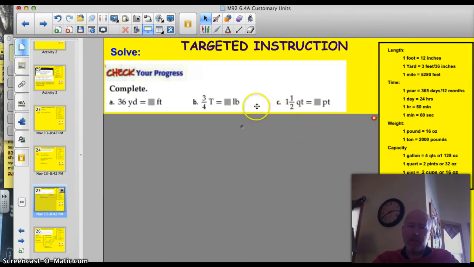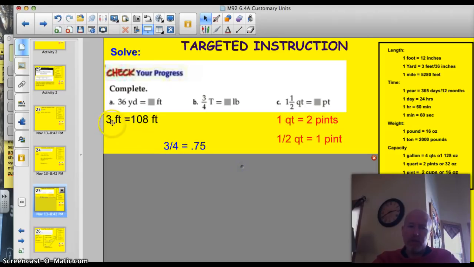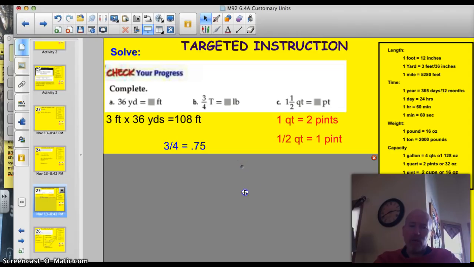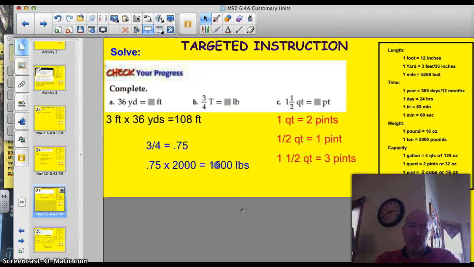All right, let's see how you did. 36 yards is how many feet? Well, there's 3 feet in a yard, so 3 feet times the 36 yards would equal 108 feet.